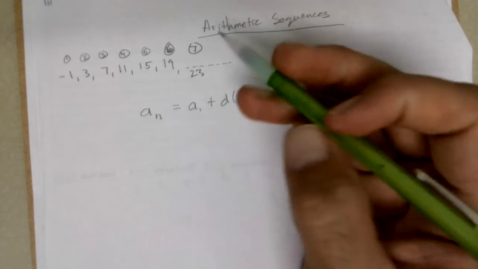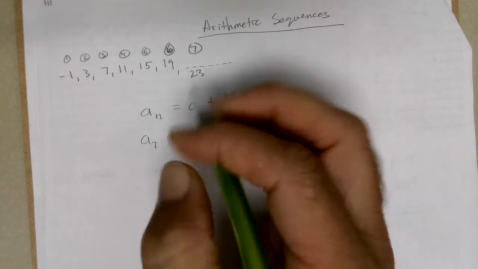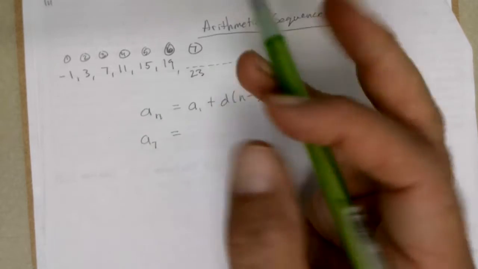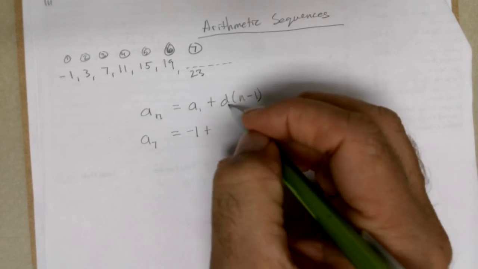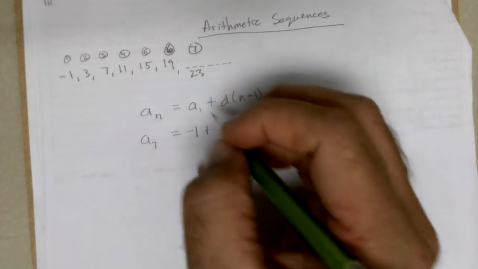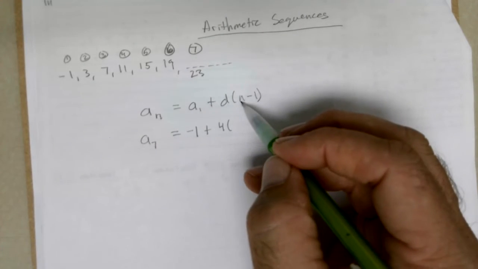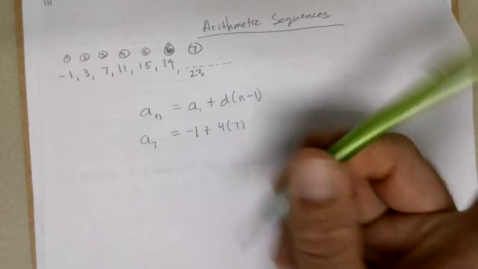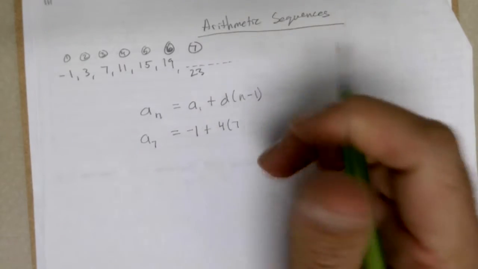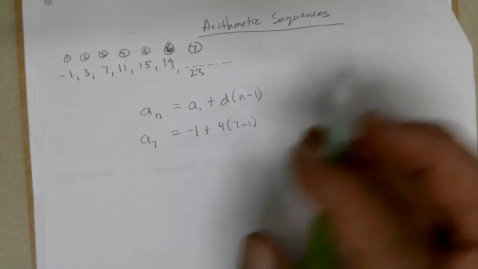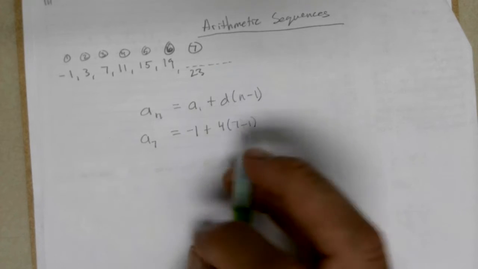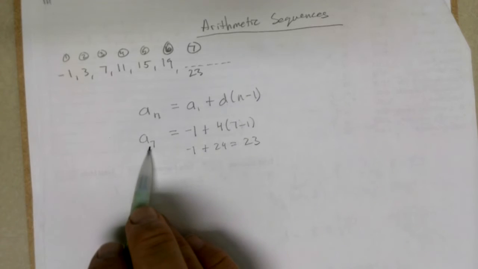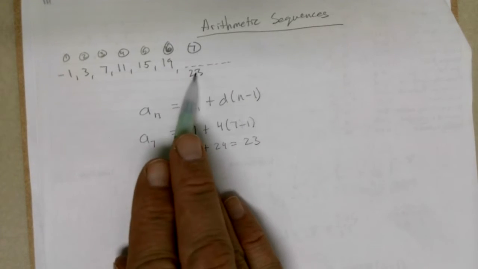You could say that a sub 7, which is the seventh term, would be equal to a sub 1, which is the first term, negative 1, plus the difference, and the difference each time is 4, times n minus 1. We're looking for a sub 7, so n is 7, so 7 minus 1. And so in this situation, 7 minus 1 is 6, times 4 is 24, negative 1 plus 24 is 23. So our seventh term is 23, which is exactly what we thought.